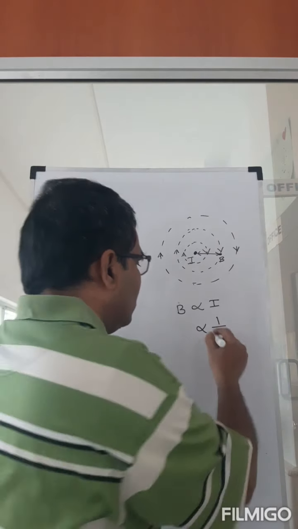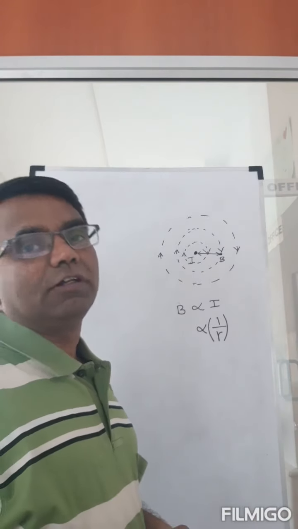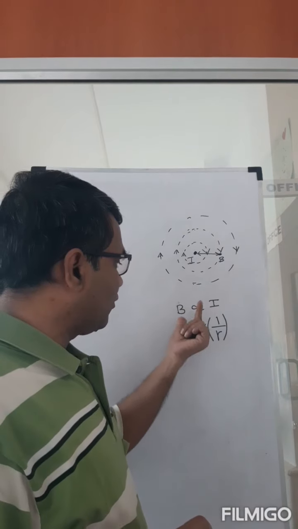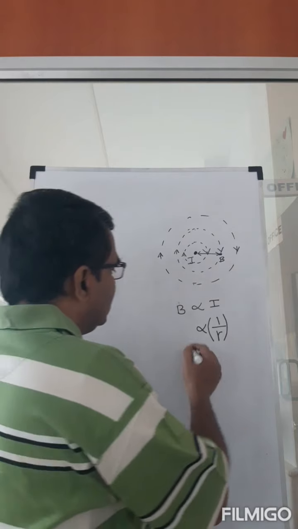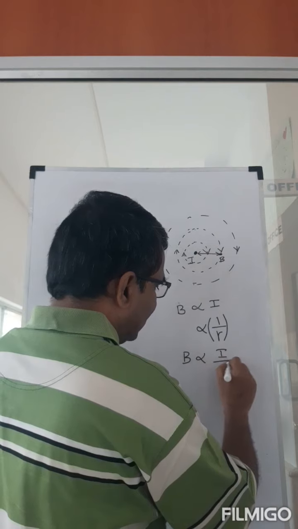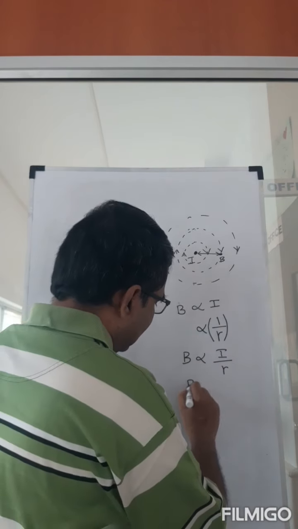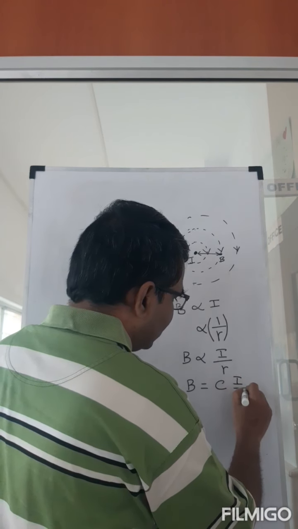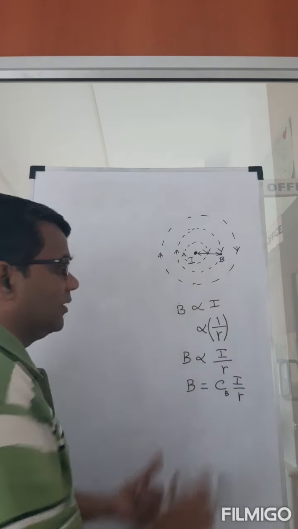But this is the factor by which it was falling off. As R increases, B was falling, and it was falling with this factor. Okay. So if I combine this, then I'll say B is proportional to I by R. And I can introduce a constant of proportionality, and then B is equal to, say, some constant C_B times I by R. The constant for the magnetic field or something.